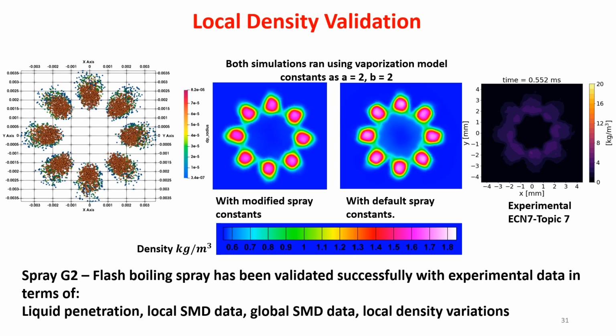Further, the developed model and the followed approach is validated with the density variations below the fuel injector at a distance of 2 mm. All the simulations shown here are simulated with the vaporization model constant of 2, and the experimental images are taken through X-ray imaging techniques by the Sandia National Laboratories. It clearly shows that by using the developed vaporization model and the modified spray constants, the density variations are matching with the experimental data. By this, the developed model has been validated successfully with the experimental data in terms of spray shape, liquid penetration, and the local SMD and the local density variation.